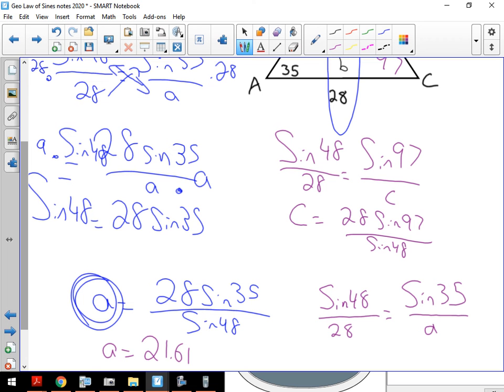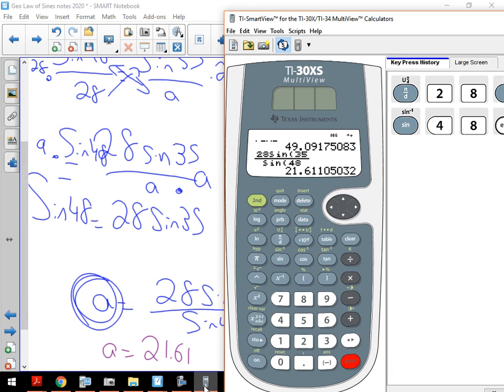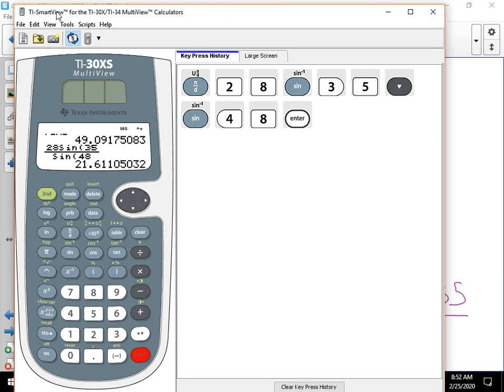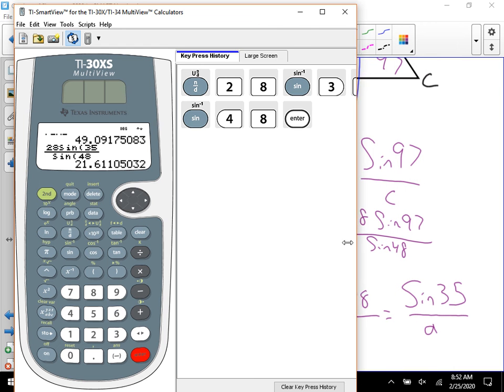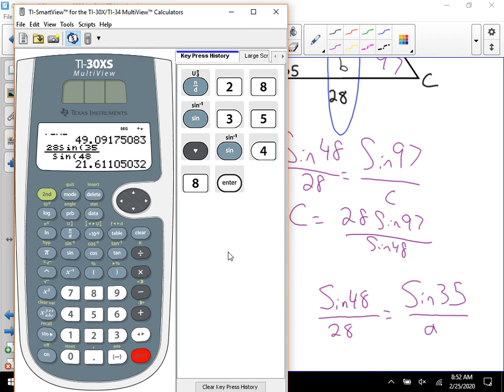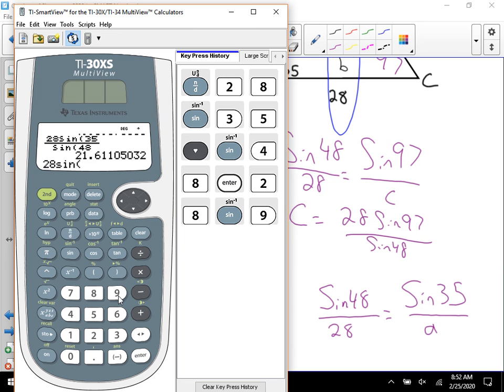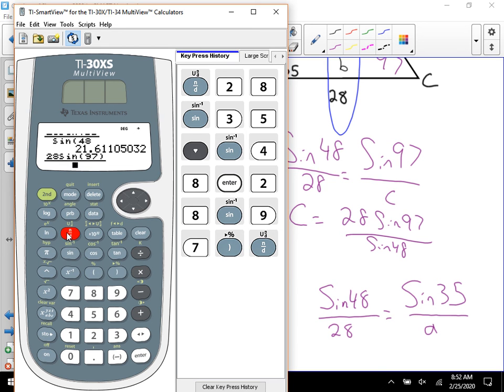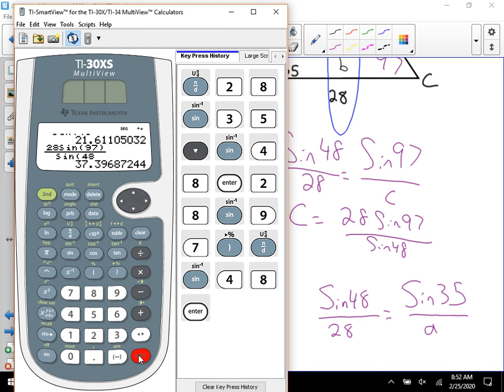All right. Again, I would go to my calculator and I start pressing some buttons here for this. We would have 28 sine 97 over sine 48. I got little c, and when I round that to two decimal places, what would you do? 37.4, very good.